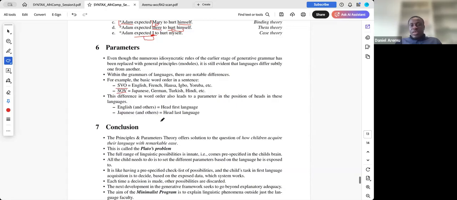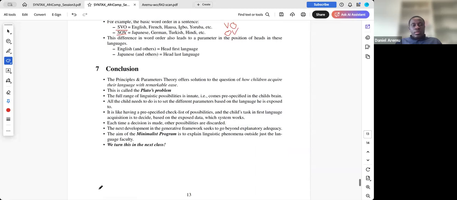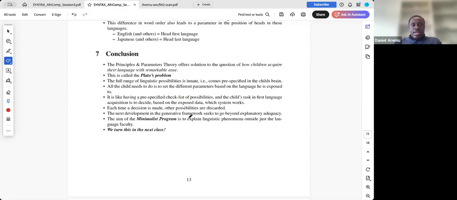And then the difference in word order, like we've seen in these two types of languages, can also lead to the different parameter in the head position, right? So languages like Yoruba would be head initial based on VO, and languages like Japanese would be head final based on OV, that is the verb is in the final position, basically. So head last or head first. So let's conclude. So what we've seen so far is that the principles and parameters theory actually offers a solution to the question of how children acquire the language, which is remarkable, because we can actually bring together the different rules that we saw in the earlier theory.